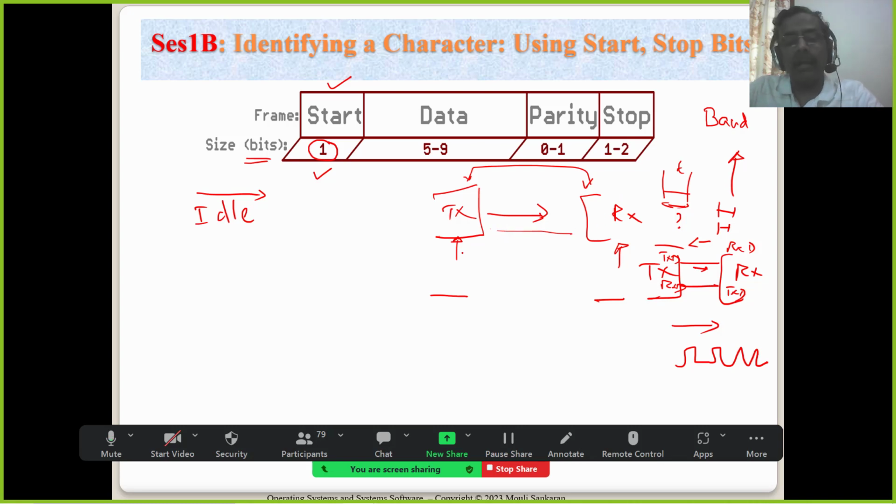So what happens is the transmitter is configured with some settings, based on whatever you decide: parity, stop bit, start bit. And the receiver is also configured with something.